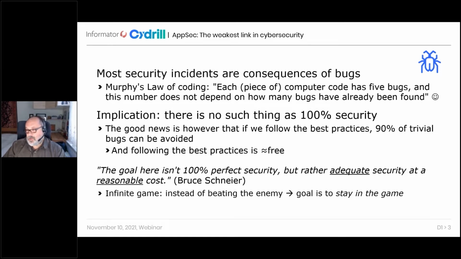And as is usually the case in infinite games, the goal is not to beat the enemy. The goal is simply to stay in the game. What do I mean by this? You as a company or you as an individual, your goal is to stay on the market. Your goal is to do the right thing, not to be kicked out from the game, which is basically the market in this case. And that means you have to deal with security for a single reason, so that people keep buying your products.